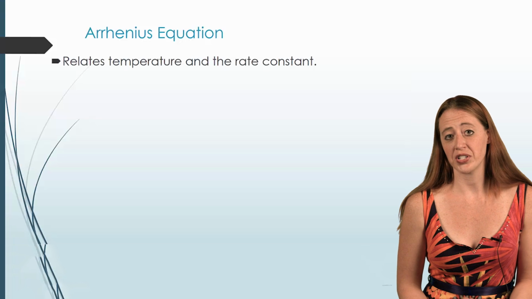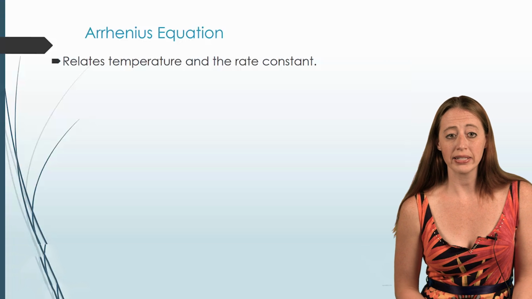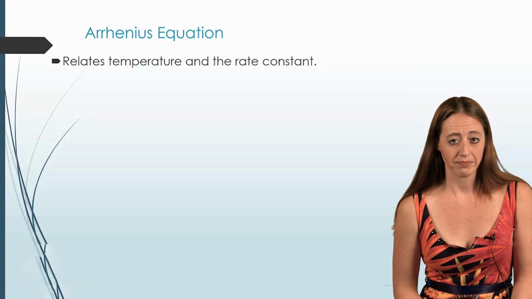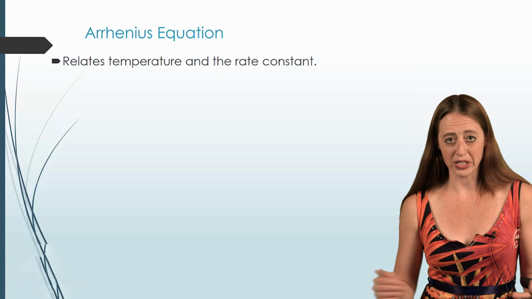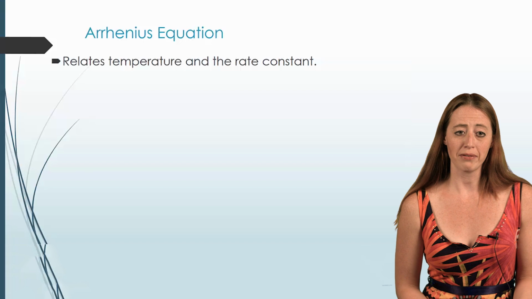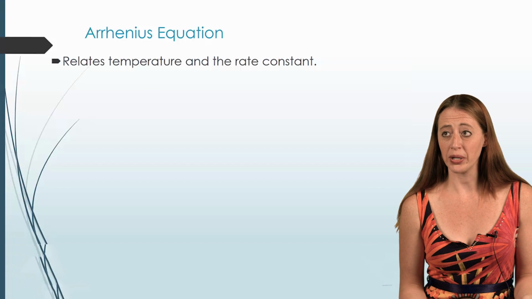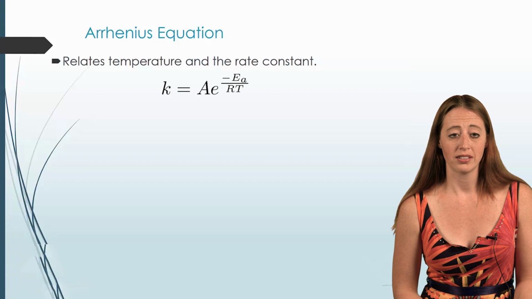So our Arrhenius equation is going to relate this for us. It relates temperature to the rate constant. Now you'll see this in a couple of different forms. The first one I'm going to show you we don't actually use that much. However, from a derivation standpoint, it's probably the most useful one.